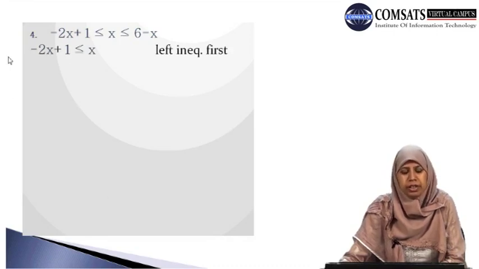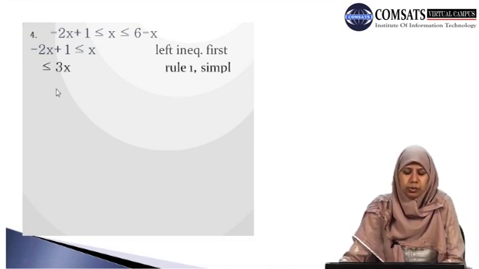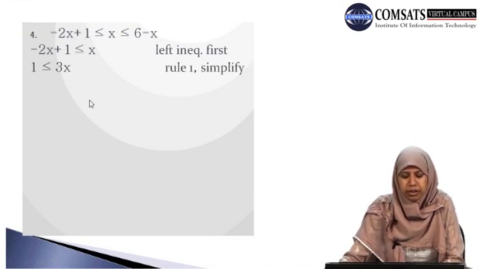How will we simplify our inequality? First we will solve the left side inequality, that is minus 2x plus 1 is less than or equal to x, and here again we will use one of our rules from 1 to 6 at a time and simplify. First we use rule 1, that is, we add 2x on both sides, and after simplification we obtain 1 is less than or equal to 3x.